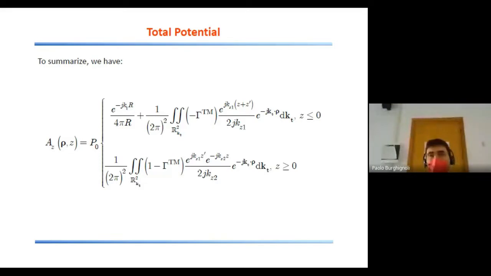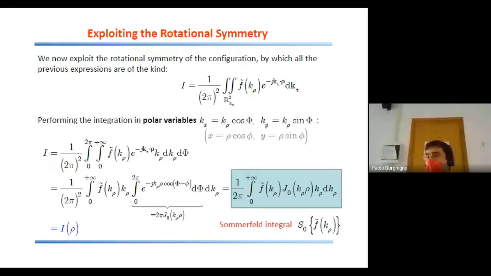However, we can make some simplification before starting with our manipulations. And the simplification takes into account that this problem has a strong symmetry in its geometry, that is an azimuthal symmetry. The entire configuration is rotationally symmetric around the z-axis. And this symmetry, of course, must be exploited in order to simplify things as much as possible. How can we do that?